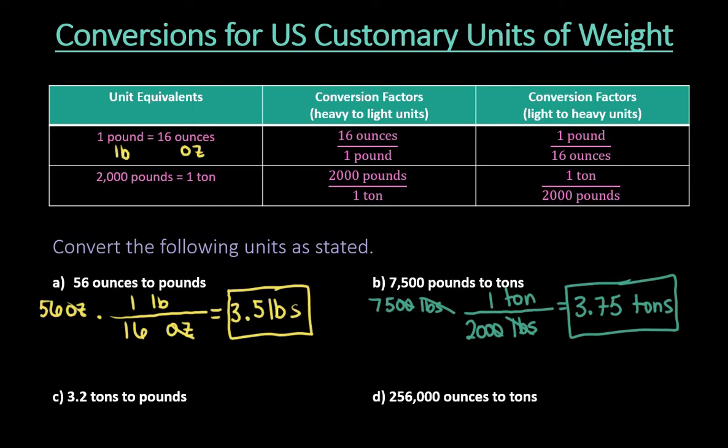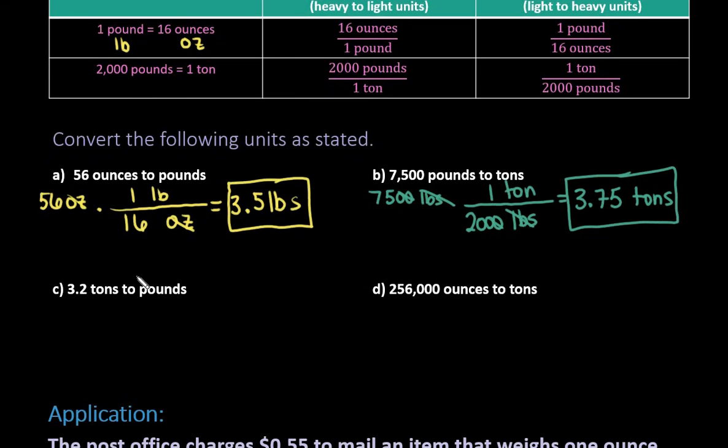All right, moving on to the next one, we have 3.2 tons to pounds. This time we are going from heavy to light. So we're going to go 3.2 tons, and there is a direct conversion on these. I would want to make sure that tons is down here so that they can cancel out. And we can say that there are 2,000 pounds in 1 ton. So if I simplify this, I would just do 3.2 times 2,000, which gives us 6,400 pounds.